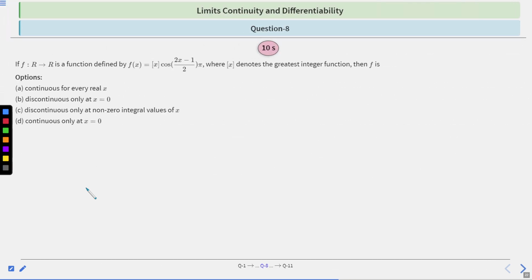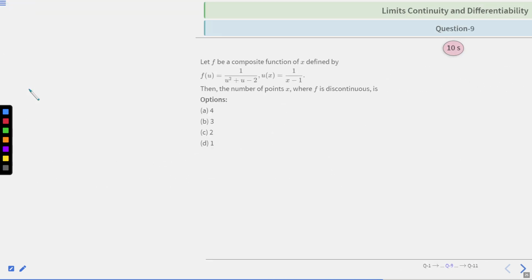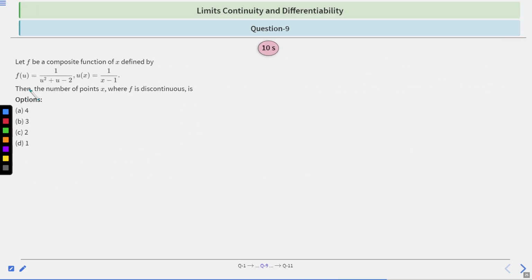So I think option A is the right choice. Continuous for every real x. Clear? Okay, let's move to the next question. Question number 9, which says: let f be a composite function of x defined by f(u) equal to 1 by u squared plus u minus 1 and u(x) equal to 1 by x minus 1. Then the number of points x where f is discontinuous is. So you have 10 seconds to solve this question. After 10 seconds, we will discuss the solution.